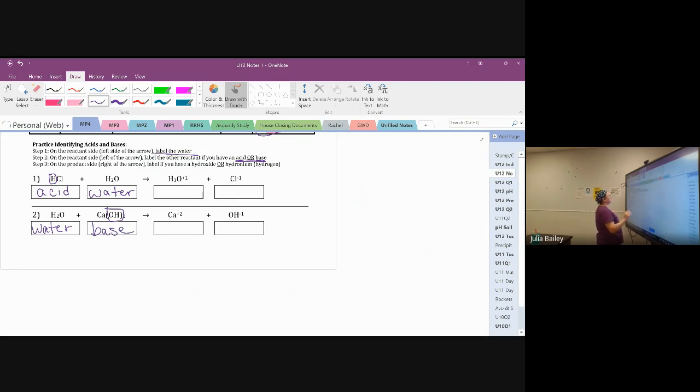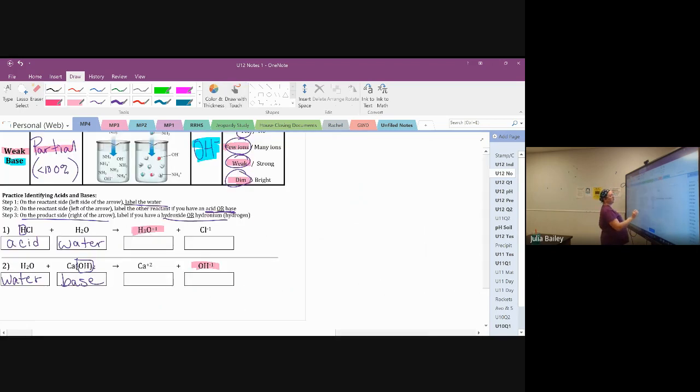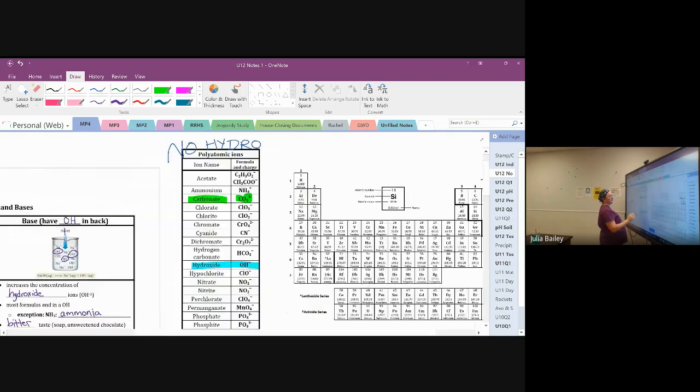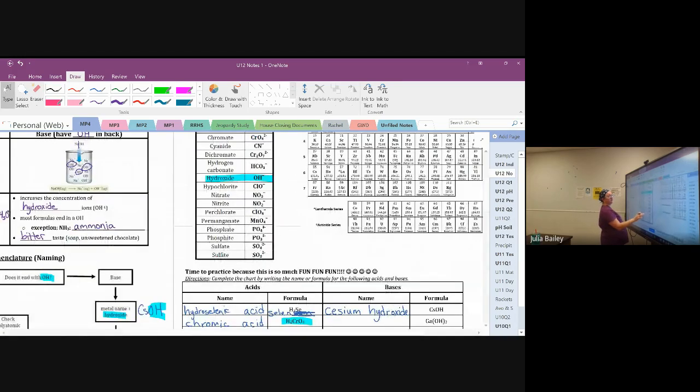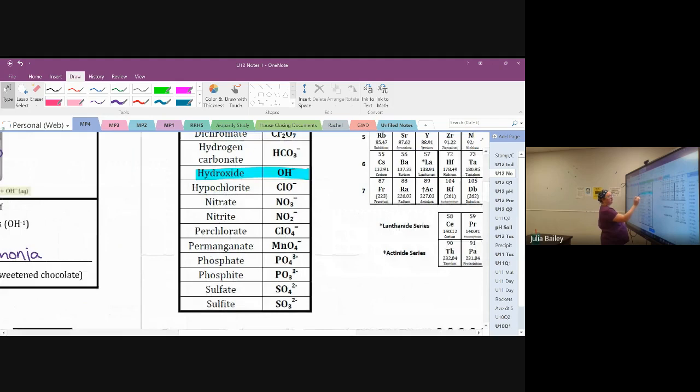Okay, then it says on the product side, so we're switching now to the right side of the arrow, label if you have hydroxide or hydronium. You're only going to have one or the other. Okay, so I know these are the ones I'm labeling. I do have to know which one's which. If you're not sure which one's which, I'll remind you that that chart that's in the back of your book, and it's also on the back of your periodic table whenever you're taking a quiz or a test in my class, hydroxide is on there. You don't have to memorize it. Hydroxide's on there.